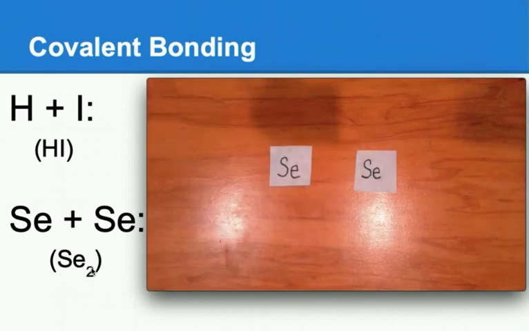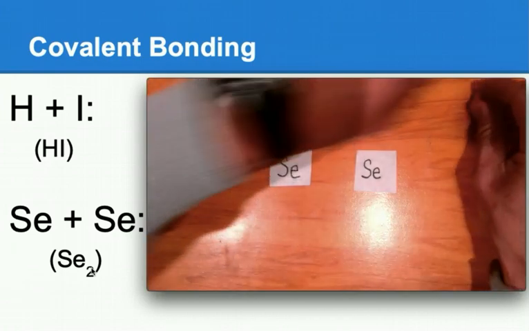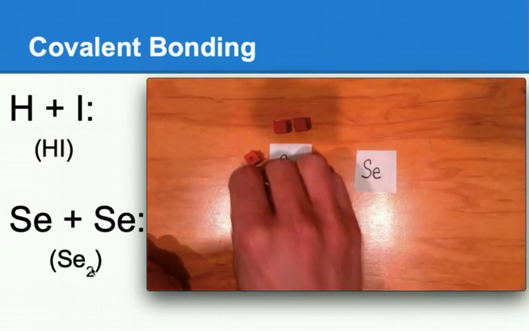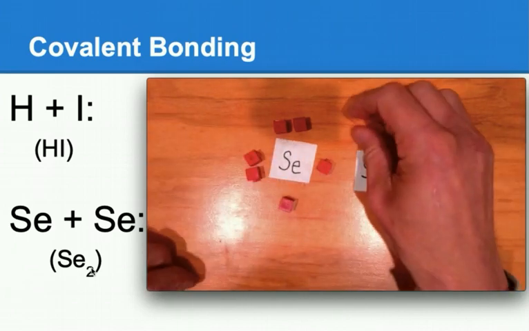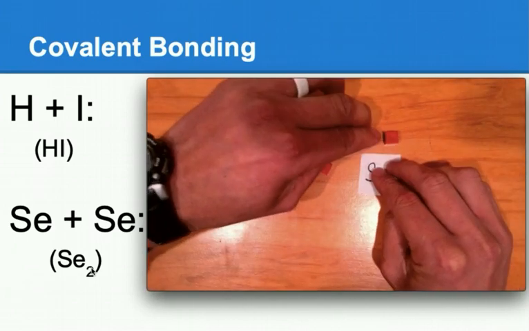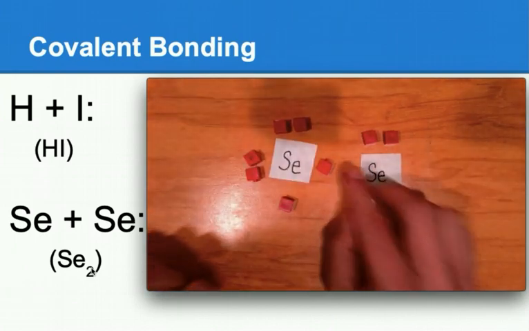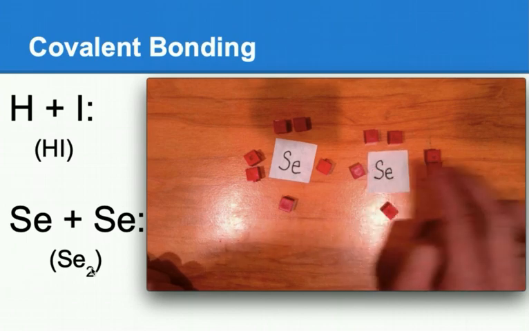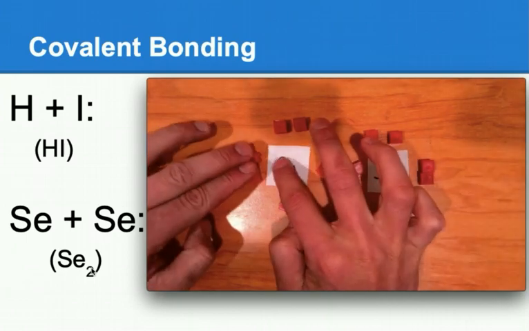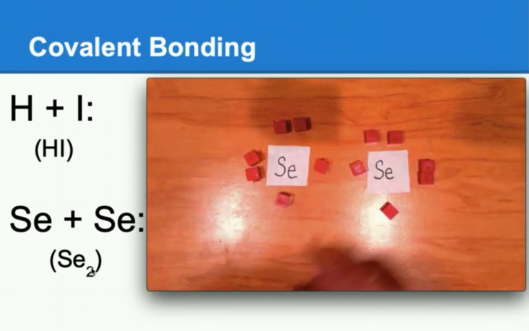So let's put 6 valence electrons around each one. So 1, 2, 3, 4, 5, and 6. 1, 2, 3, 4, 5, and 6. All right, so we have 6 and 6 on each one, as you're going through it.